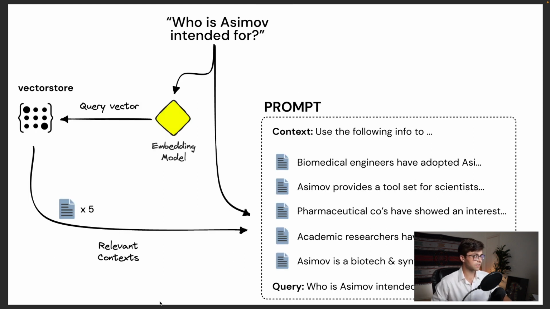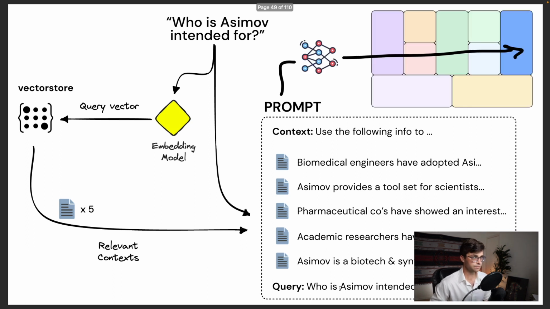So in this way, this is how we find these 5 most relevant documents, and then we pass them as plain text into the prompt, and then at the very end of the prompt, ask the AI the question, who is Asimov intended for? So it's kind of like an open book test in that we're giving the AI the answers in the prompt and then asking it the question.